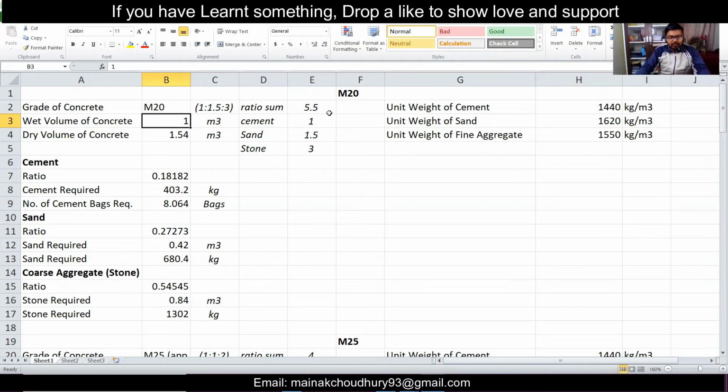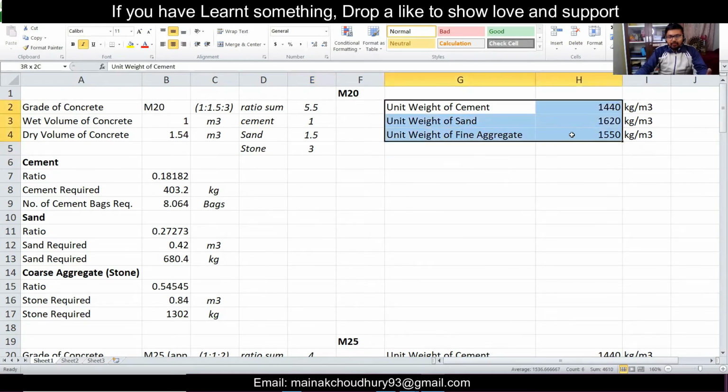Okay, so the most common grade of concrete which is used is M20 grade, and the ratio of M20 grade, as you know, is 1 is to 1.5 is to 3. Meaning, if you add the ratio, it will be 5.5, in which cement is part 1, sand is part 1.5 and stone is part 3. So these are the additions which you can make. And we have to remember these three things.